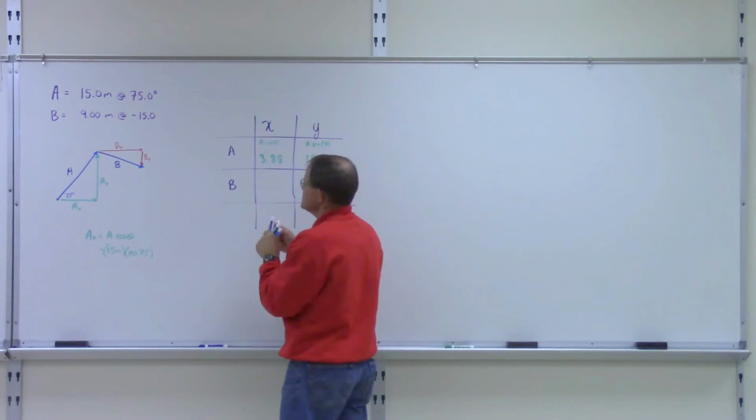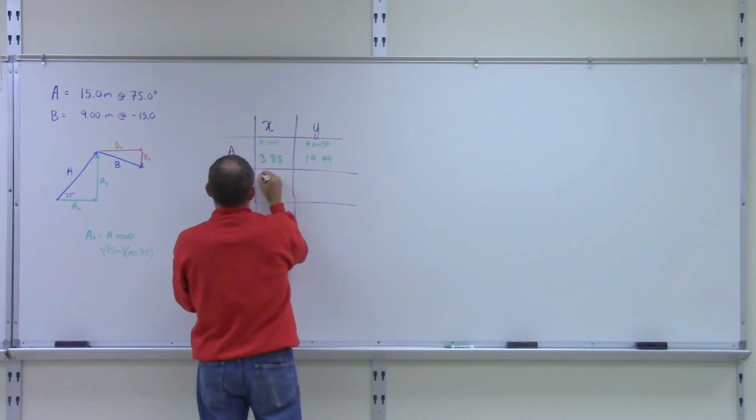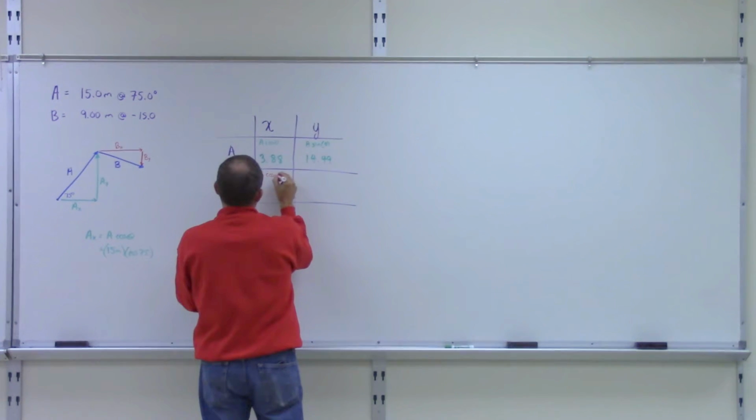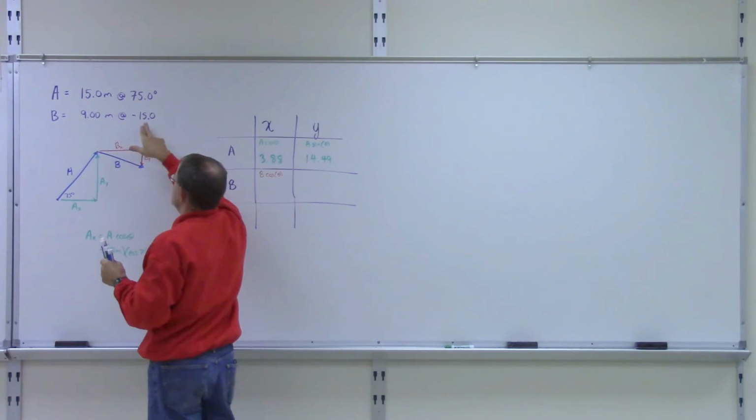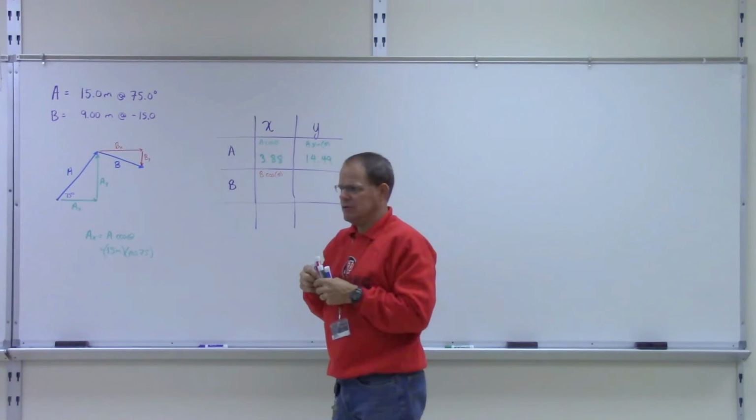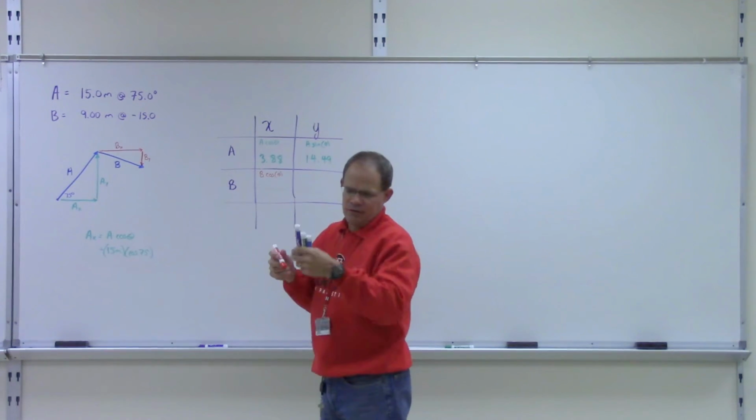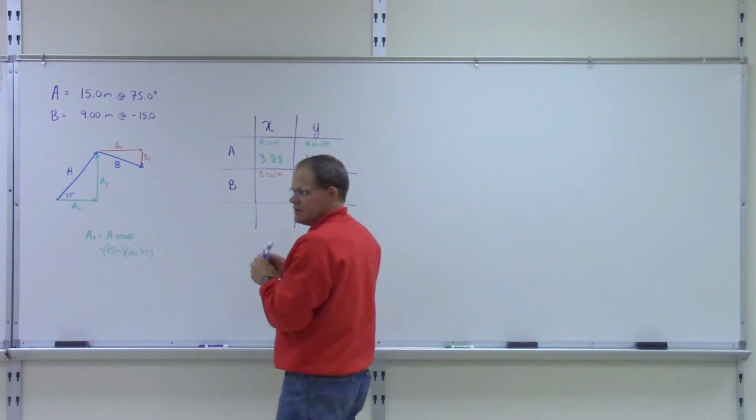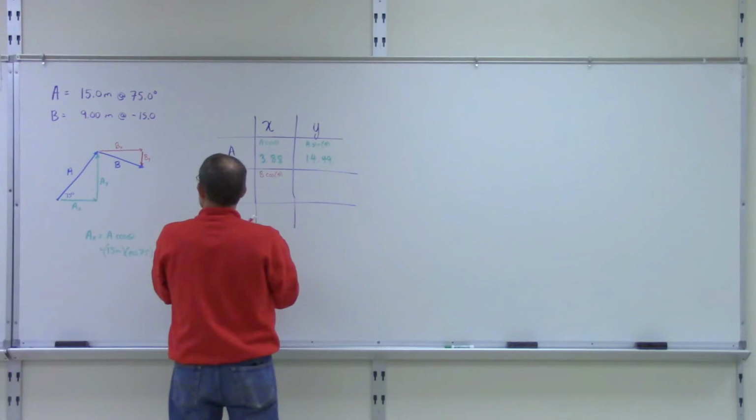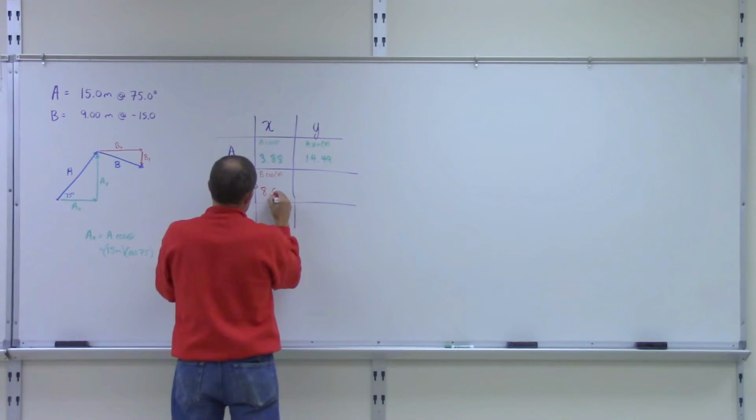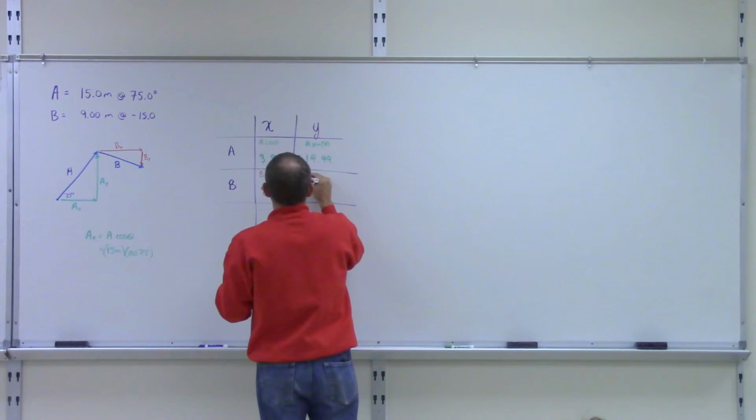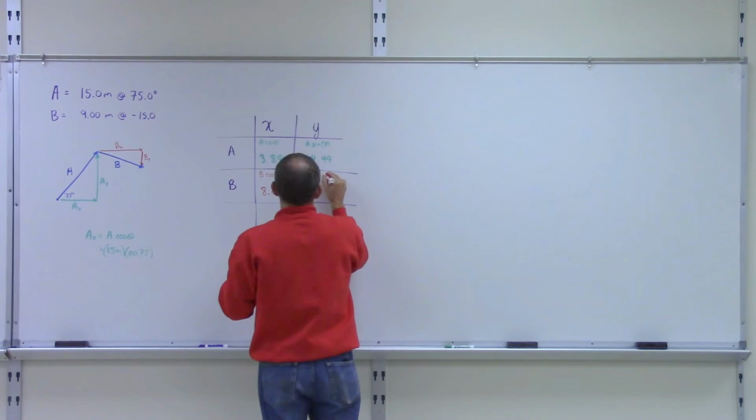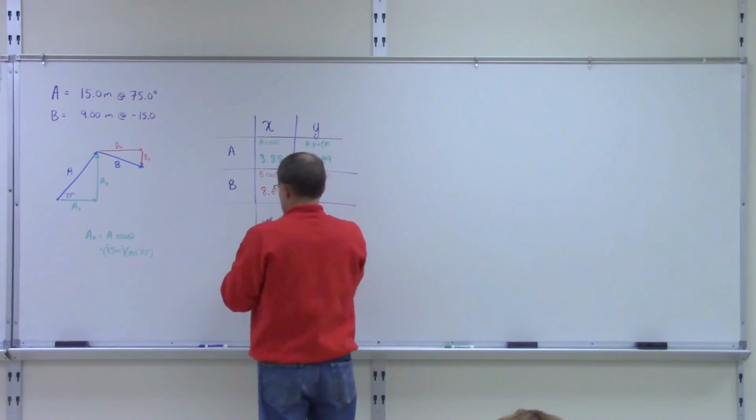To find the components of vector B, we take the length of B times the cosine of the angle. So take 9 times the cosine of negative 15, and it's already in the table there. You can just, what is it? 8.69. 8.69? Yes. And if you want to find the y component, you take B times the sine of negative 15.